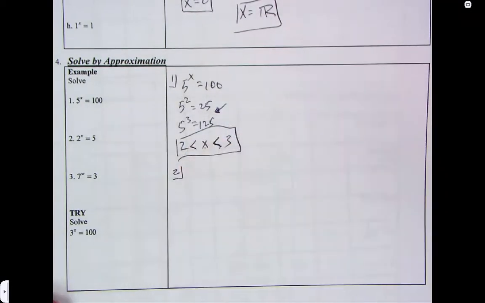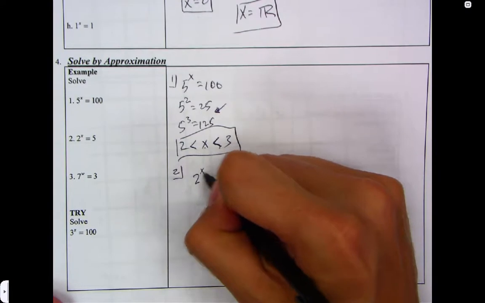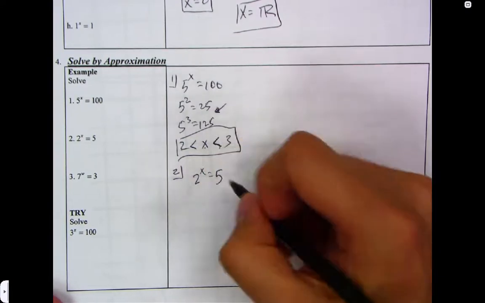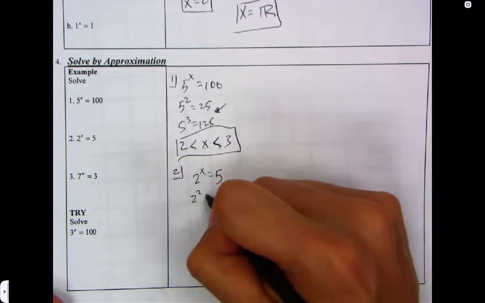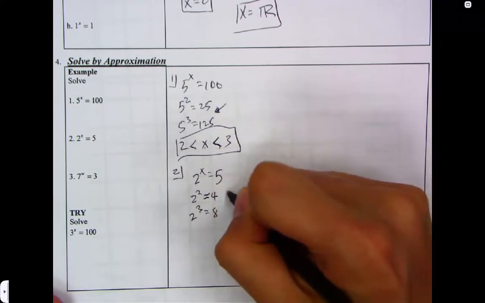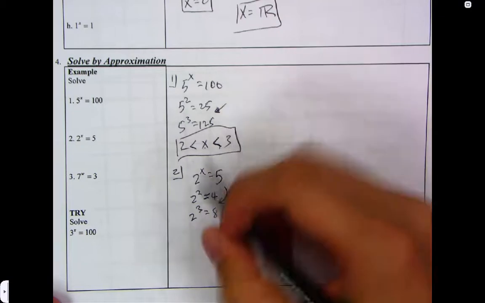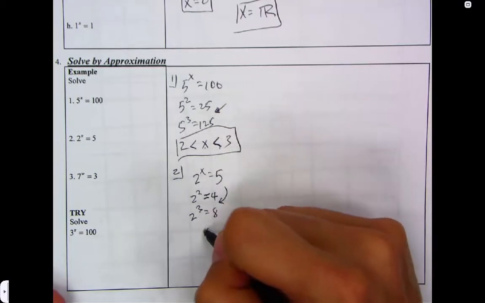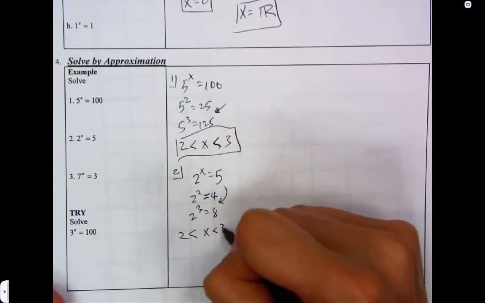Example 2. 2 to the x equals 5. To the what power will give you 5? Well, I know 2 squared is 4, and 2 cubed is 8, and 5 is between 4 and 8, so that means x has to be between 2 and 3.